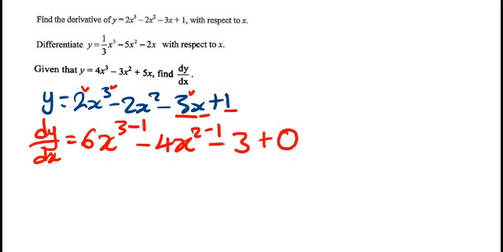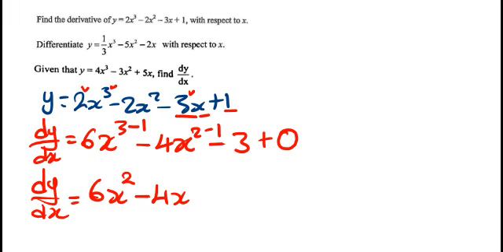Now when you simplify this, dy over dx equals 6x to the power 3 minus 1 is a 2, minus 4x to the power 2 minus 1 is just a 1, and then you have 3 there, plus 0, so you just end there. And this one, since it is invisible, you don't need to show it. That is our answer. You can pause the video and then try part 2.